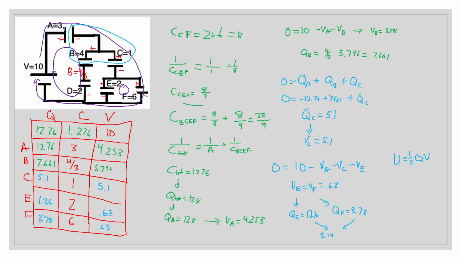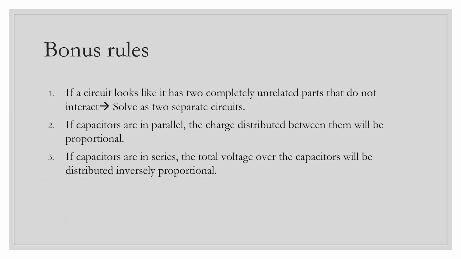All right. We have two more things to note here. Okay, so let me skip here. There are a couple bonus rules. Okay, if the circuit looks like it has two completely unrelated parts that do not interact, solve two circuits. So let me draw what that looks like.